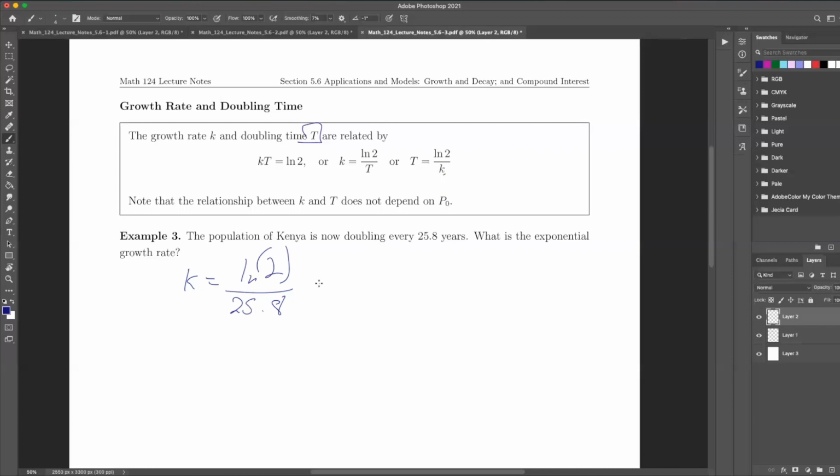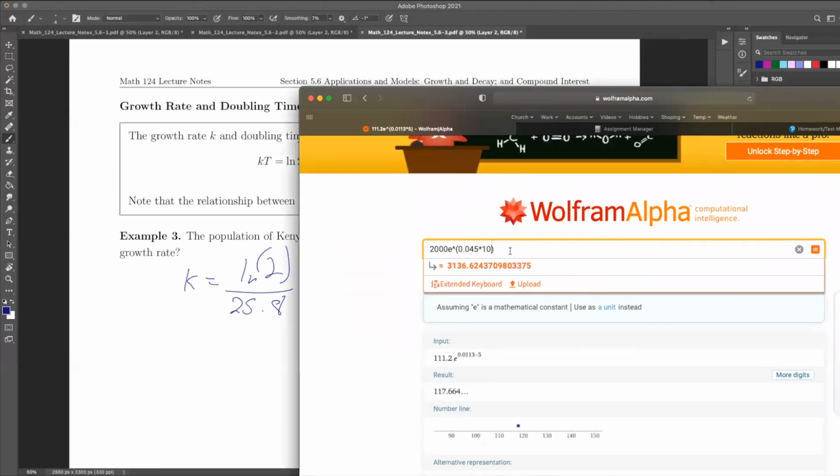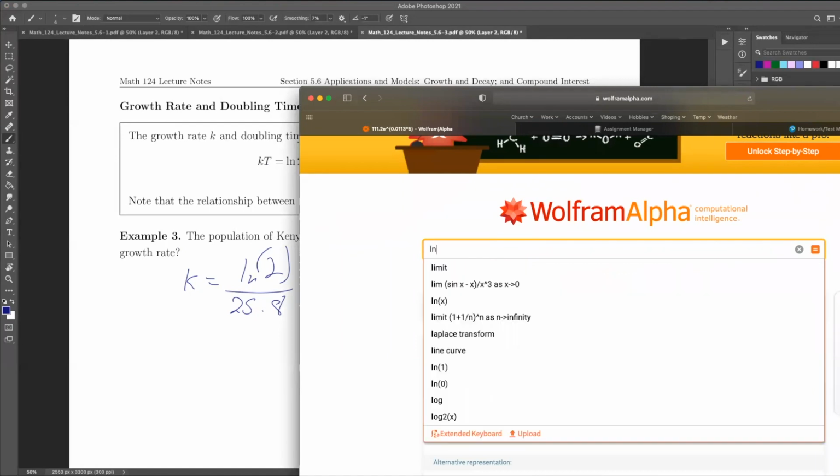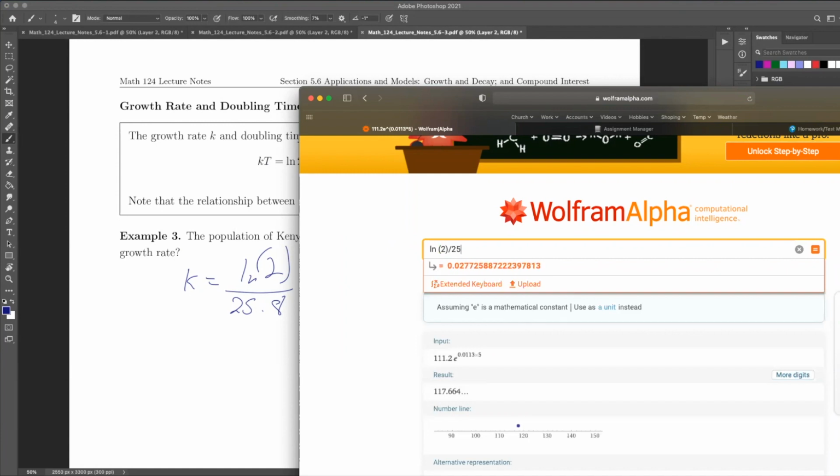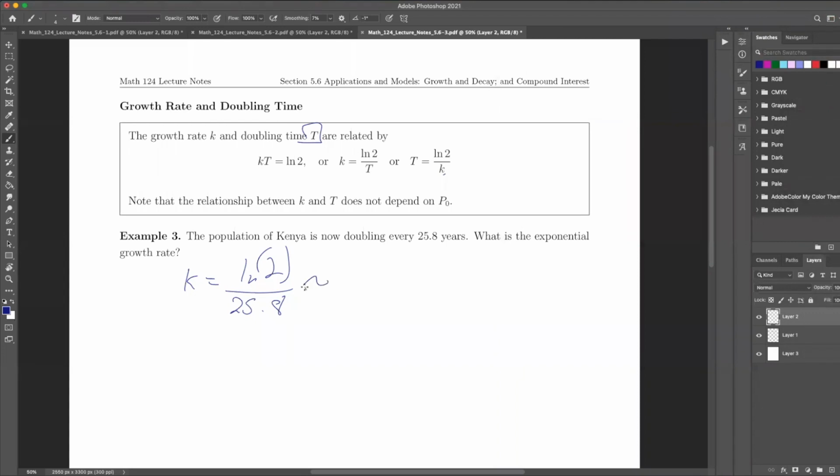It's 25.8. So if I crunch this through a calculator, let's actually do one of these in a calculator. ln of 2 divided by 25.8. I get 0.0269 roughly. That's good enough. And so we can just say K is approximately 0.0269, or about 2.7 percent.